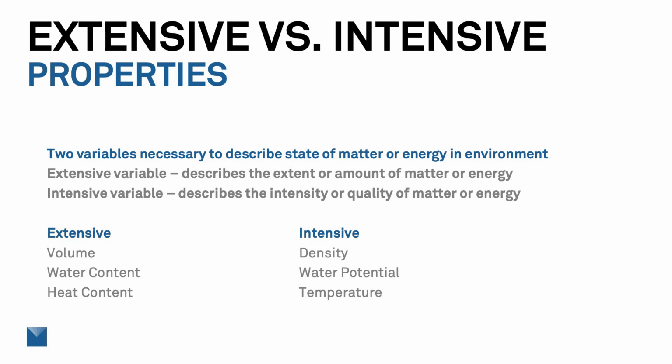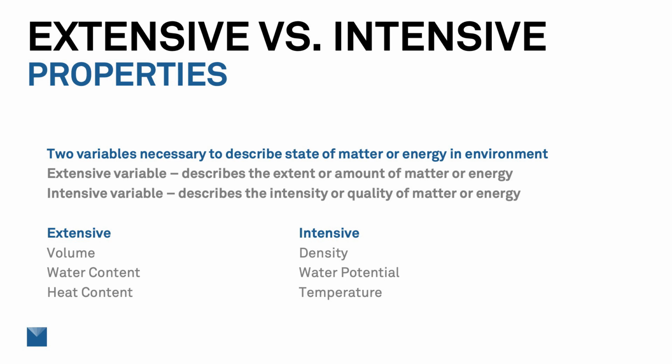So before we dive deep into the content and into water potential in the soil moisture release curves, I think it's really important to understand this concept of extensive versus intensive properties. There are two variables that are necessary to describe the state of matter or energy in the environment. You have the extensive variable, which describes the extent or amount of matter or energy. And then you have the intensive variable, which describes the intensity or the quality of matter or energy.